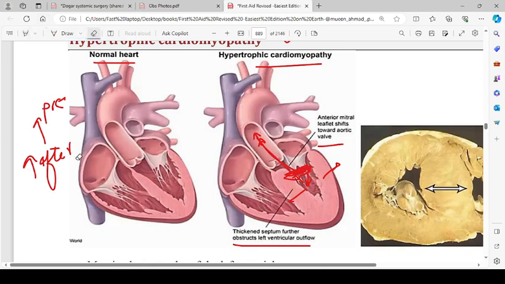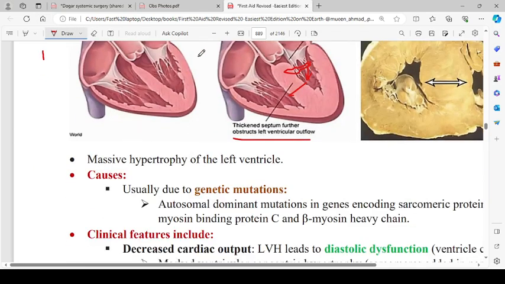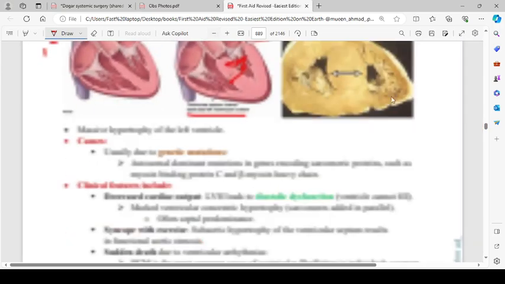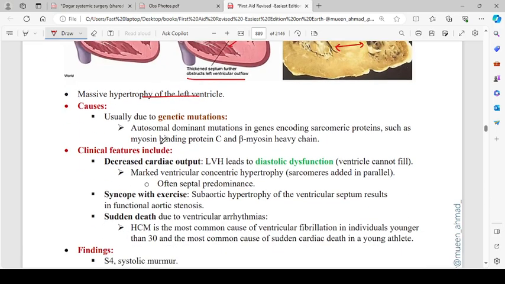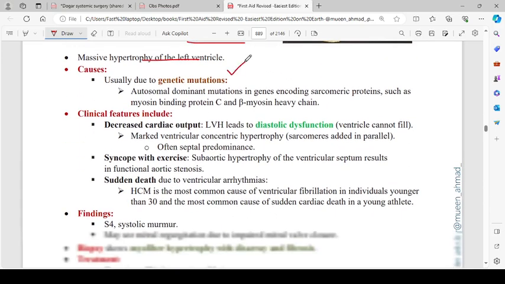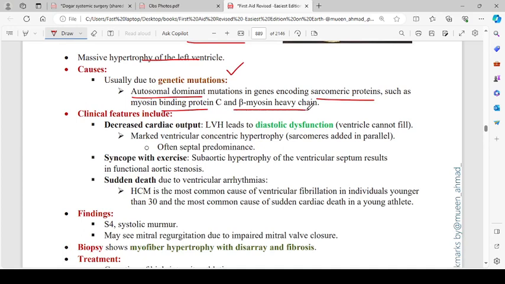Moving forward, let's see what they have to offer. What they are telling us: massive hypertrophy of the left ventricle. And this is a beautiful picture on gross pathology. You can see that this is the interventricular septum, and there is a massive hypertrophy of the left ventricle. Causes are usually genetic mutations, an autosomal dominant mutation in the genes encoding sarcomeric proteins such as myosin binding protein C and beta myosin heavy chain.